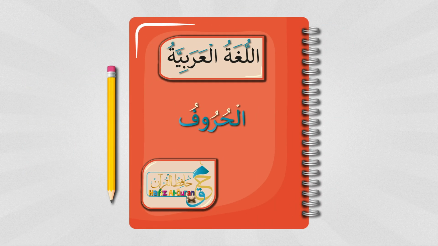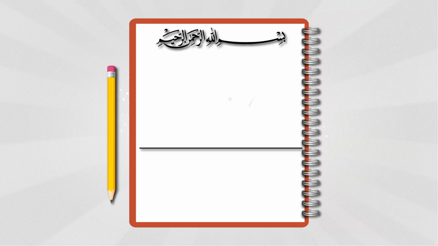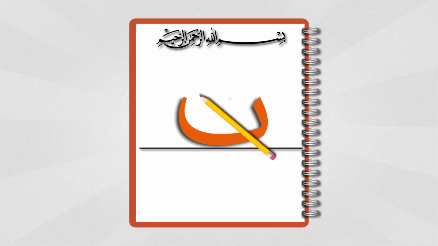Now time for the last activity. Just bring your Arabic notebook and let's write Ta. It's a plate with 2 dots on the top.